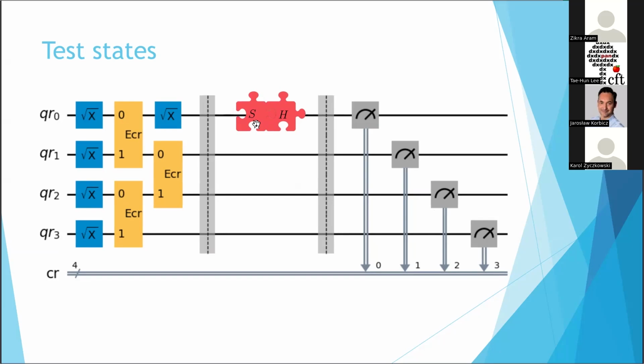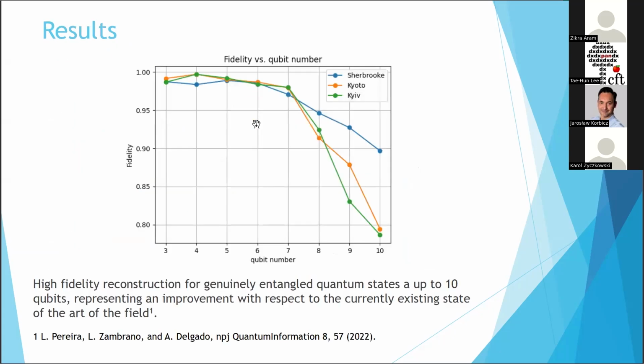So we do it iteratively. We started with 3 qubits, 4 qubits, 5 qubits and so on. We have now tested up to 10 qubits, and we have found these results until this moment. We have this reconstruction with these elements given by the 3 quantum computers available right now.